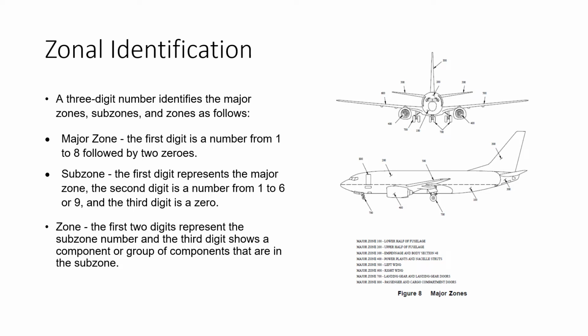So if you see a zonal identification number of, say, 126, the first number tells you that it's going to be in the lower half of the fuselage somewhere, and then the 2 and the 6 are the subzones within that particular major zone. For exam purposes, you need to have an understanding of these major zones, but there shouldn't be anything new to you because it's all following ATA standards.